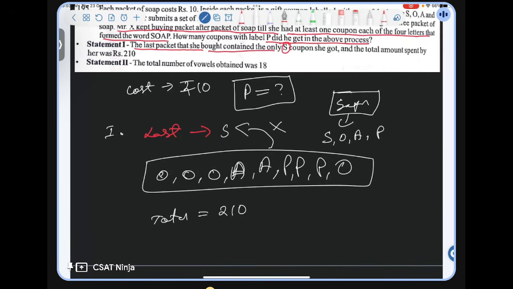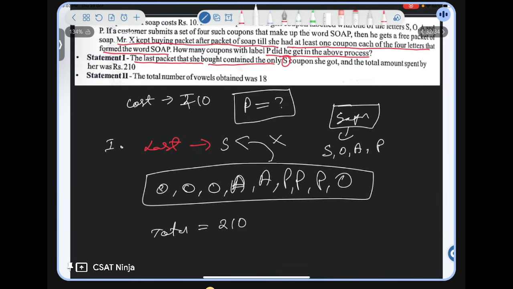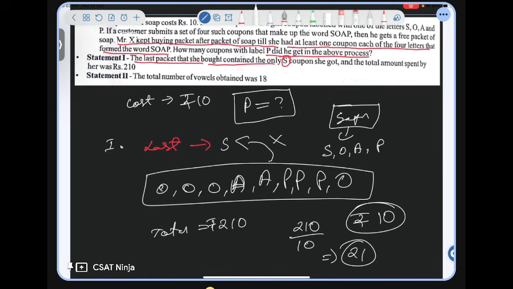So what we can tell from this is how many soaps Mr. X bought. Per soap cost is how much? 10 rupees, right? So if Mr. X is spending 210 rupees, and per soap price is 10 rupees, that means Mr. X bought 21 soaps there.